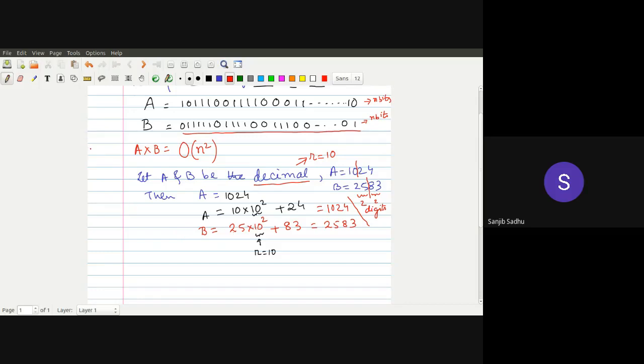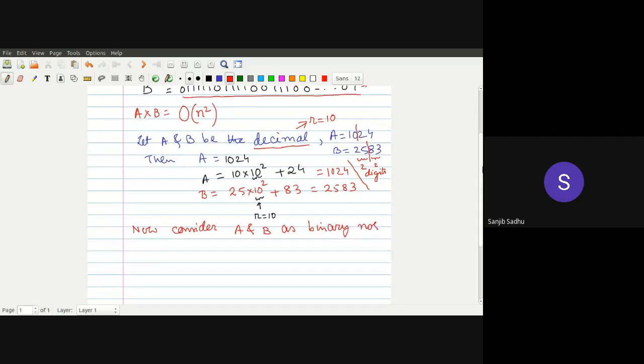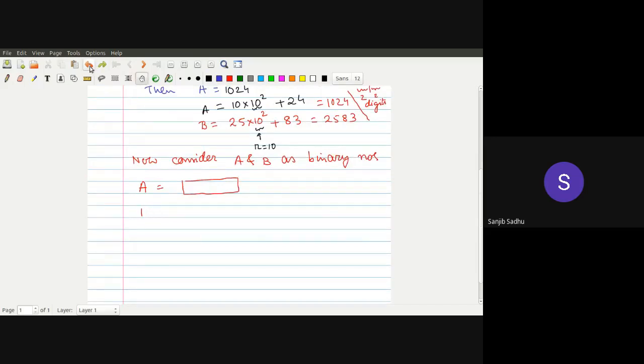Now, if it is binary, so now consider A and B as binary numbers, because we know in computers any number is represented using binaries. So if A and B are binary, so this is A. This is the number, and this is B. So these are the 2 numbers. So these are n bit numbers. Please remember, these are the n bits. This is also n bits. It consists of n bits.